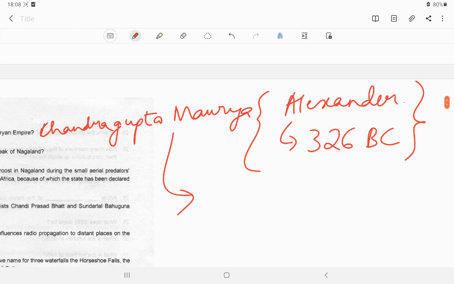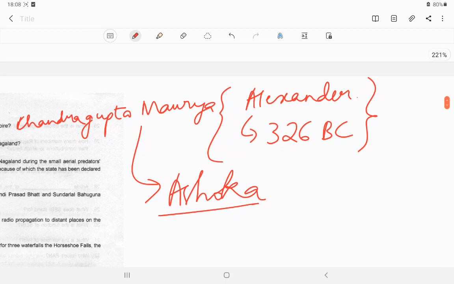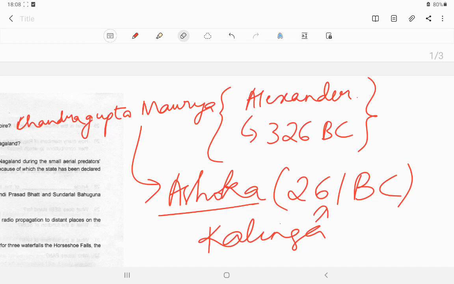Chandra Gupta Maurya's grandson was Ashoka. Ashoka is famous because he denounced violence and became a Buddhist. The war he denounced was the Kalinga war, which took place in 261 BC. Keep in mind that Alexander was in 326 BC, while Ashoka was in 261 BC. If you look at the time, it goes backward: 326, 325, 324, 323, so the Kalinga war is in 261 BC.